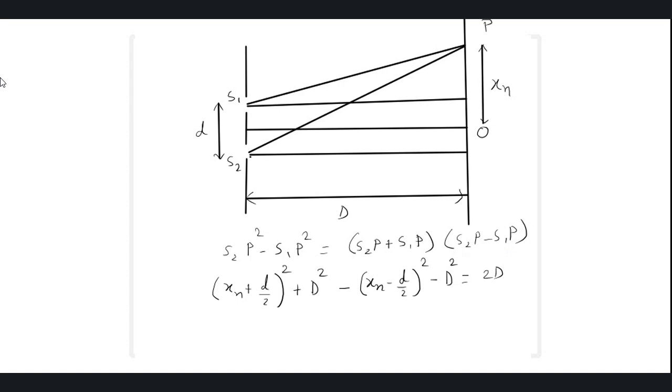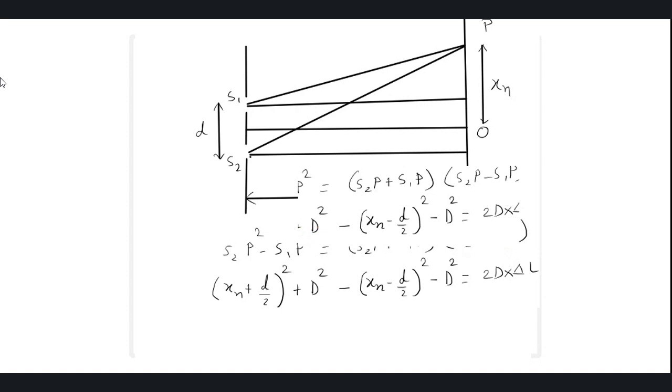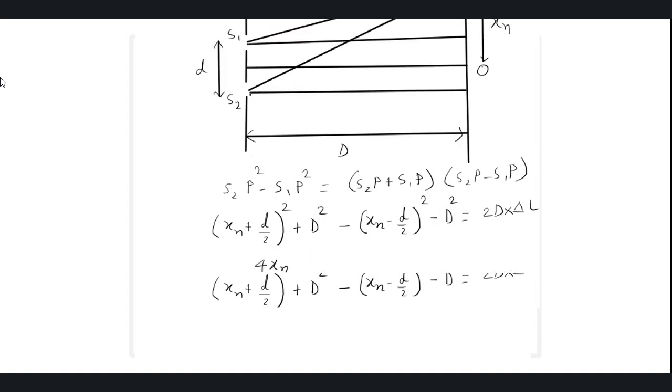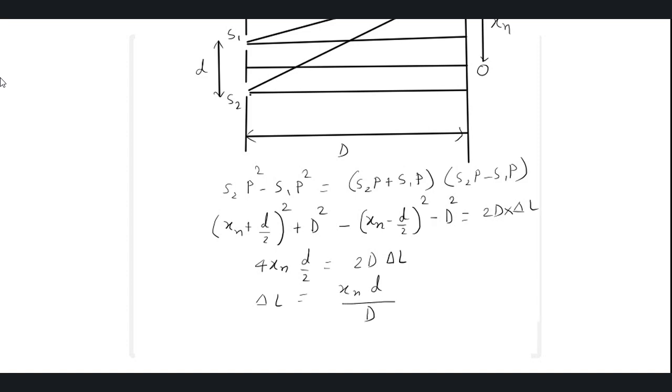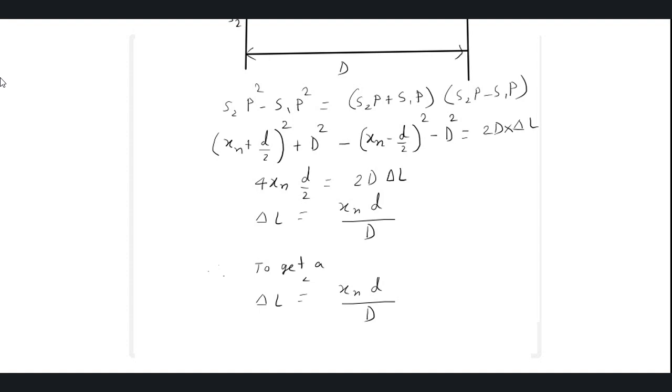So we are writing the values of all these quantities, and by simplifying we are finding out the path difference delta L. The path difference delta L, as you can see, will come as xn small d by capital D. So this should be equal to an integral multiple of the wavelength of light to have constructive interference at P. So this path difference should be equal to n lambda, where lambda is the wavelength of light and n is the order of the bright fringe.